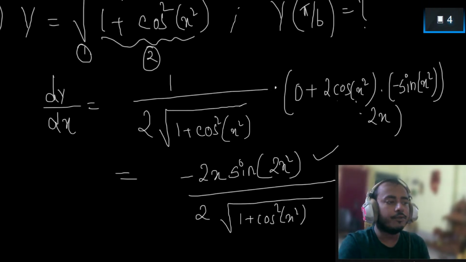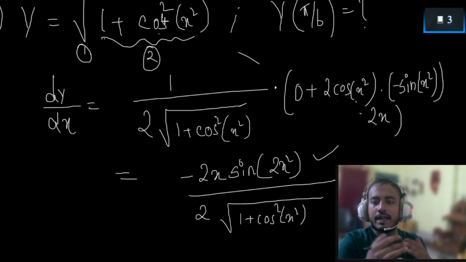So first function is root over, right? The function begins with a square root. So 1 by 2 into square root of cos square of x square multiplied by 0 plus, now we are doing the inside, so derivative of 1 is 0. And then for cos square of x square, we can do 2 into cos of x square whole into minus sine of x square into 2x. Because you go line by line.